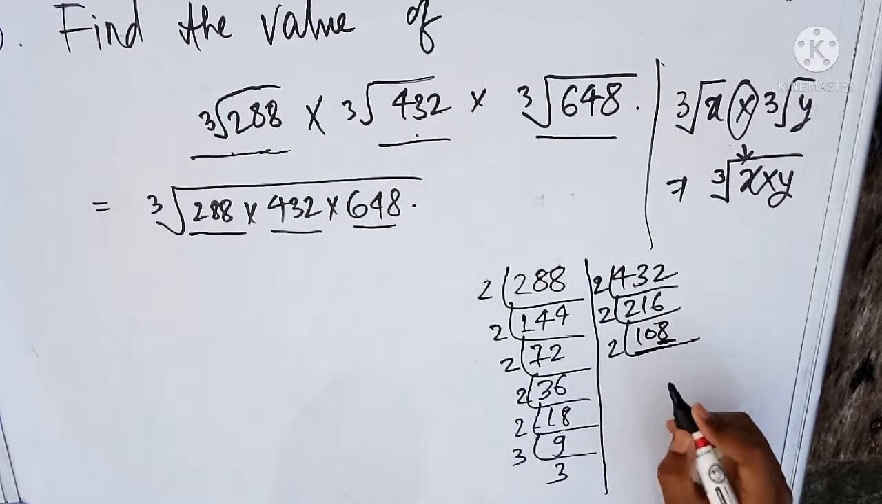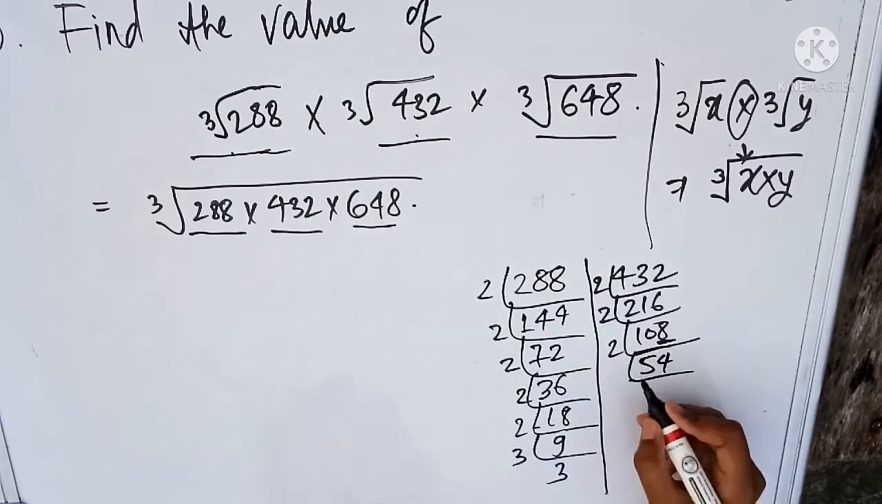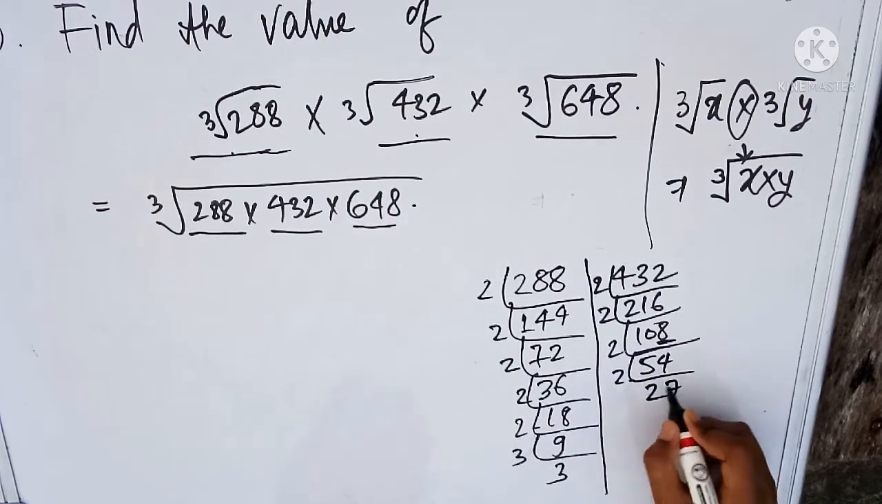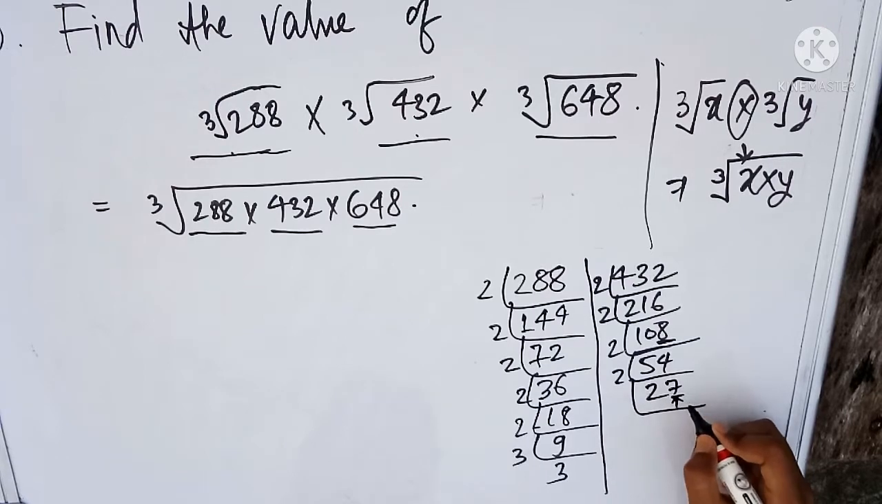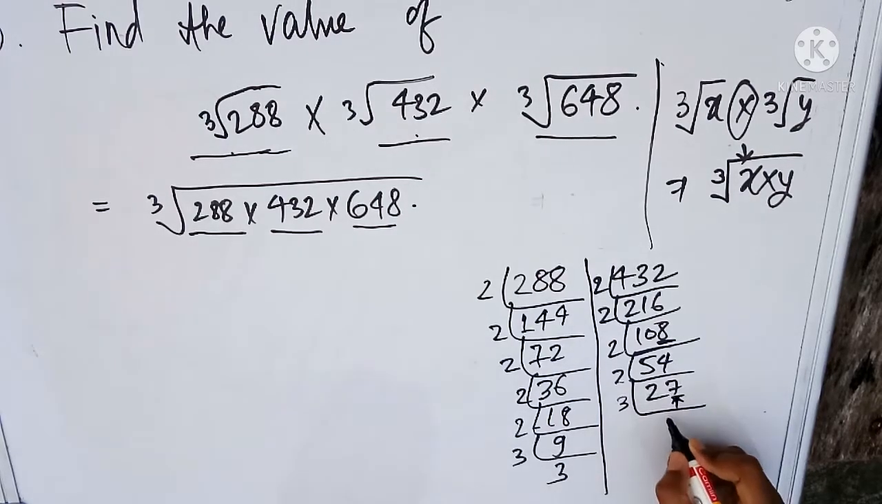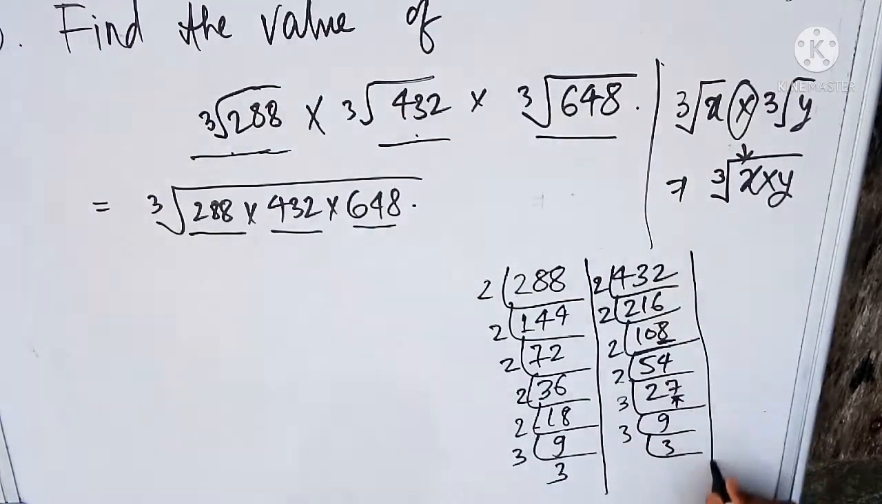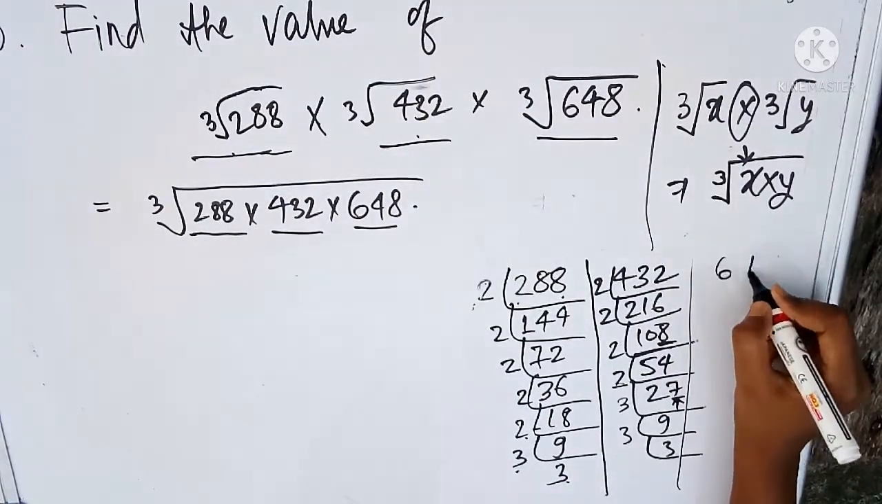So here we have 2 multiplied by 54. Next we have 2 multiplied by 27. Now here the unit digit is not a multiple of 2. So here we have 27, and this will go as 3 multiplied by 9, and here we have 3 multiplied by 3. The next number we have is 648.